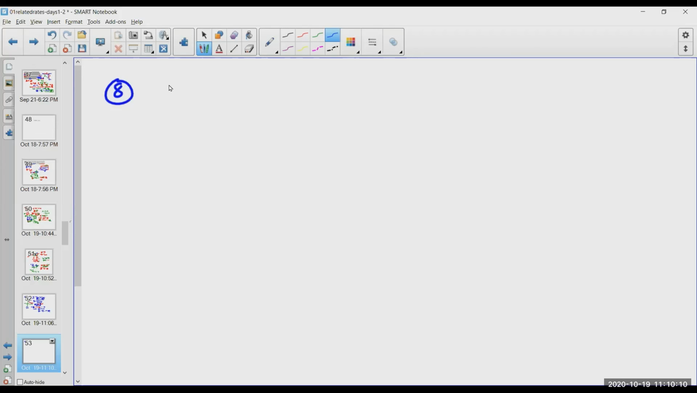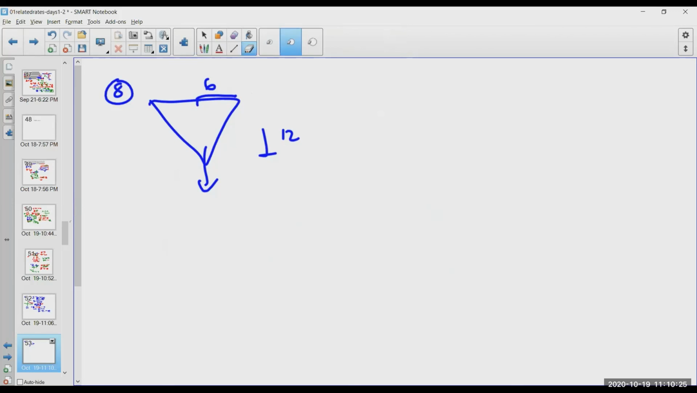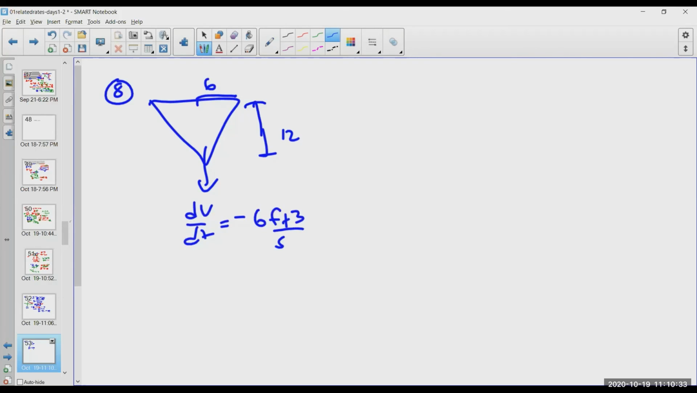Do you want me to read it, Miss Shane? Yeah, read it to me. Okay. It's a conical tank with a height of 12 feet and a radius of 6 feet, and water is being drained at a rate of 6 feet cubed per second. And then it's asking for the rate of change of the water depth when the water's 3 feet.